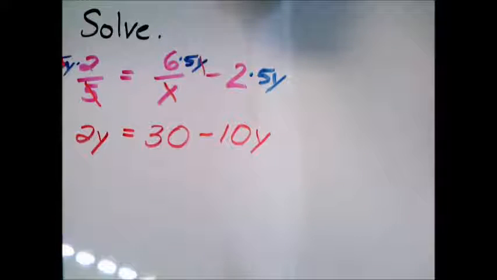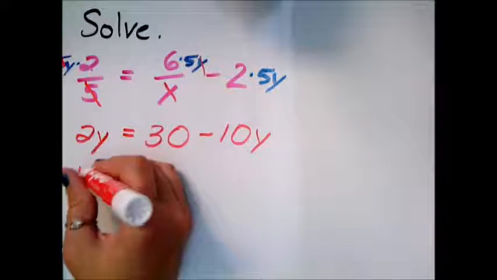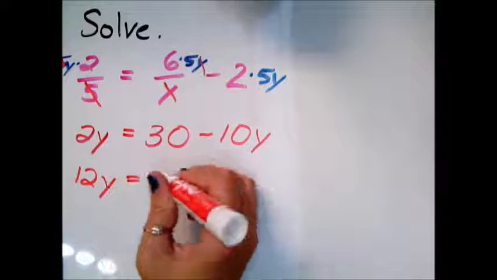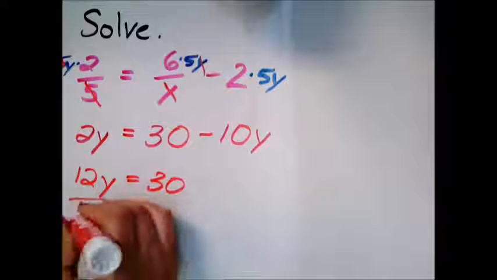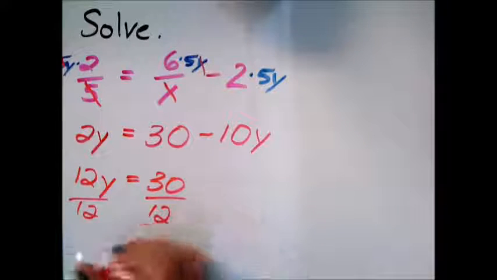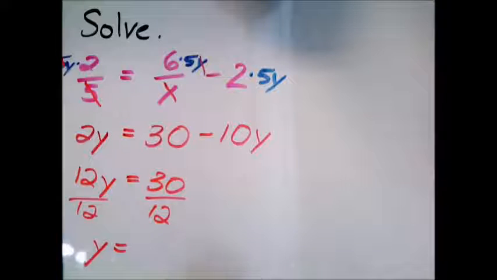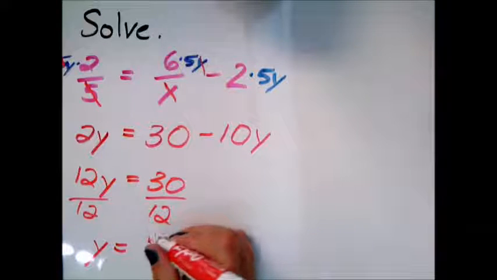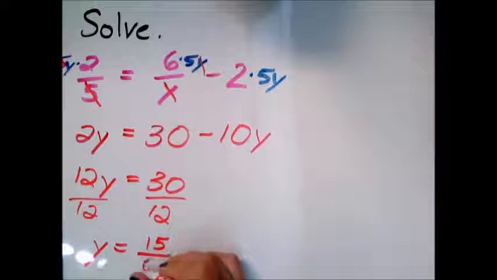And so now I can just try to solve. If you add 10y to both sides, I get 12y equals 30, and divide both sides by 12. And so y equals 30 over 12. I can divide those both by 2, and so I end up with 15 over 6. Oh, and I can divide those both by 3.